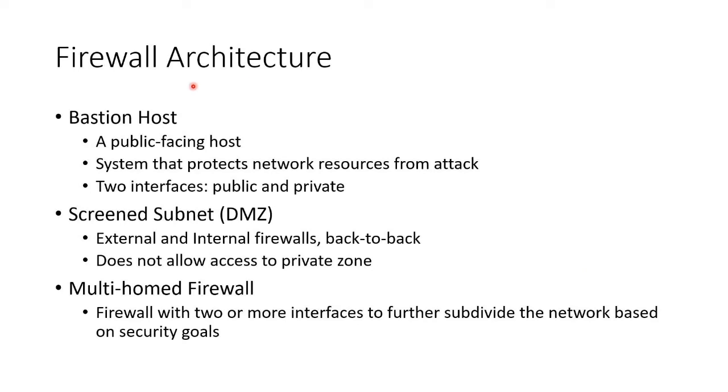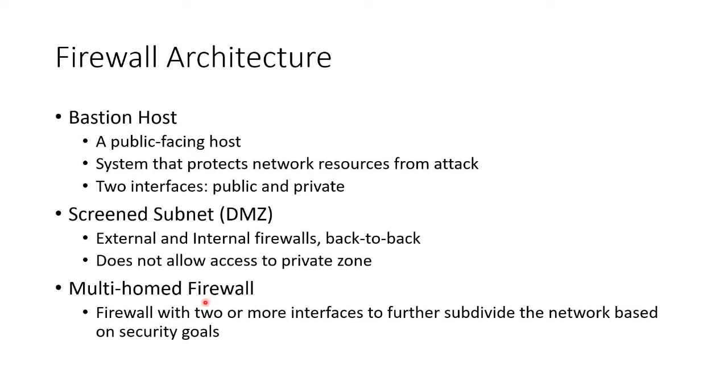There are different types of firewalls. There's the bastion host. This is a public-facing host. It's a system that protects private network resources. It'll have two interfaces, one facing the internet, one facing the private network. You could have a screened subnet or a DMZ. This is two back-to-back firewalls, an internal and an external. And the screened subnet, of course, does not allow access to the private area, neither does the bastion host.